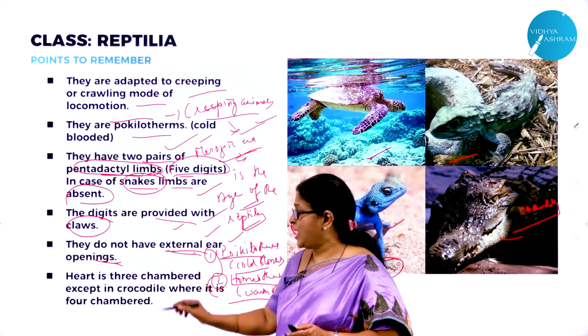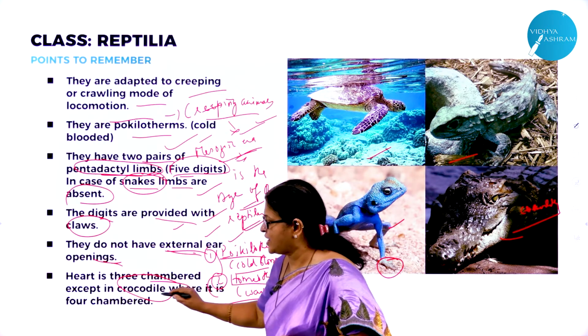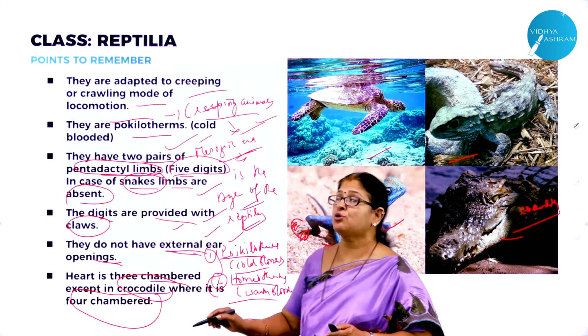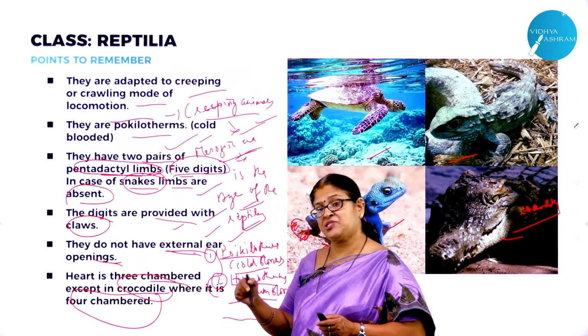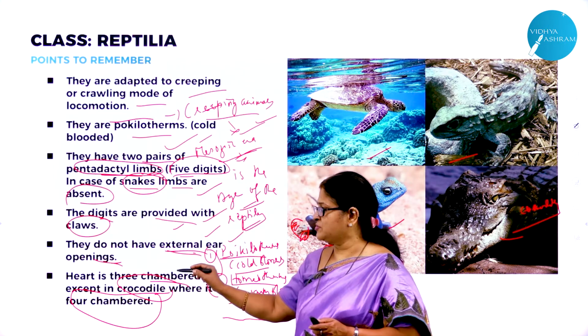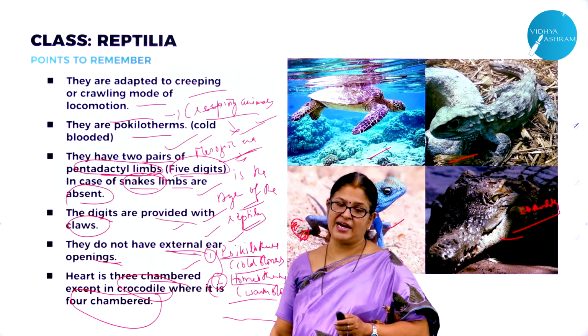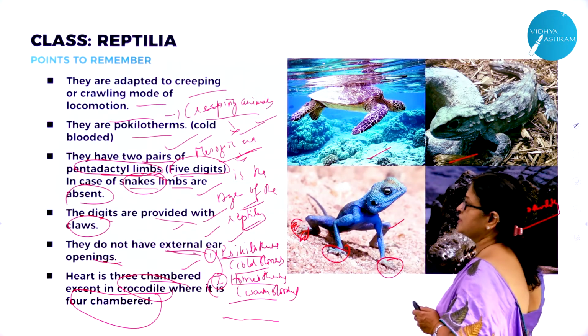Next, the heart is 3-chambered except for the crocodile, where the crocodile has a 4-chambered heart. Though the crocodile is a reptile, only the crocodile will have a 4-chambered heart, and the rest of the animals will have a 3-chambered heart. All these are very important characteristic features of this class Reptilia.